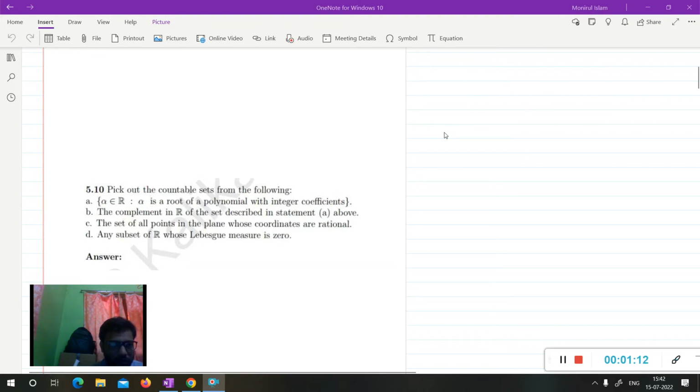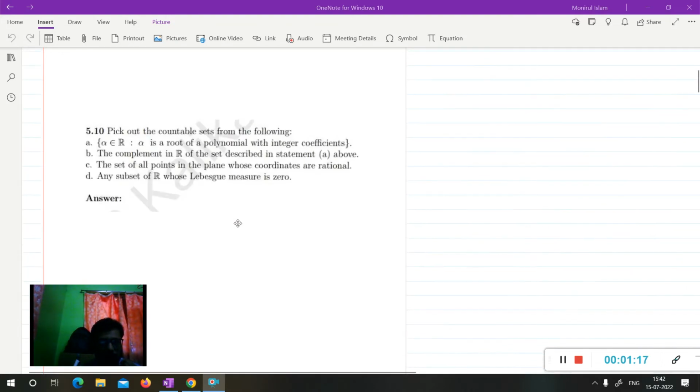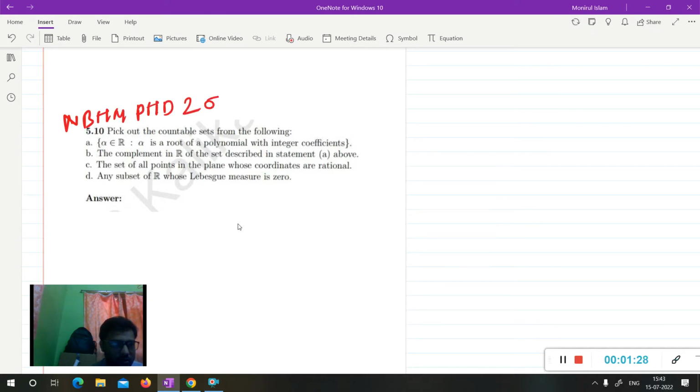See, this question was asked in NBHM PhD 2006. Okay, so this question is MSQ type, or you can say it is a NET equivalent part C type question. Our chapter is countability.